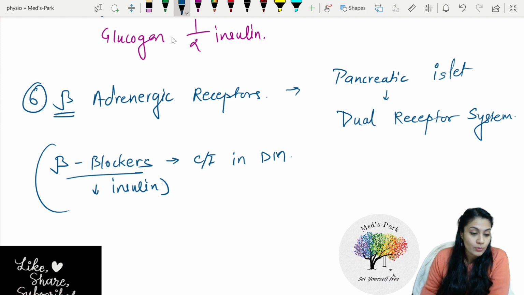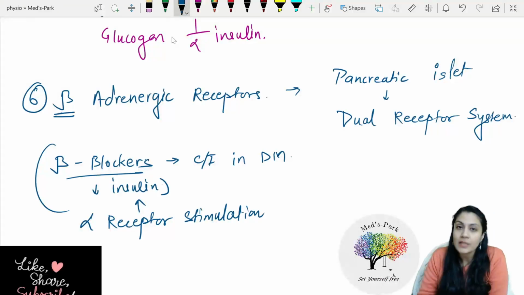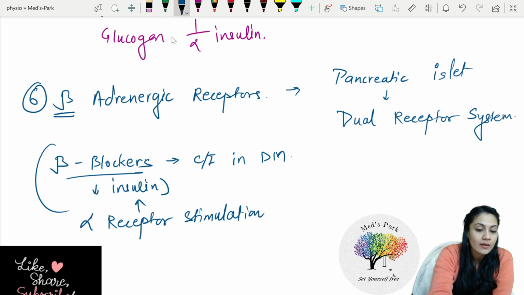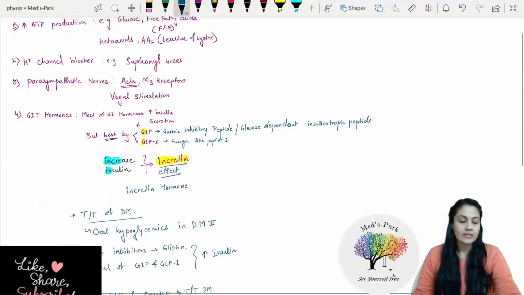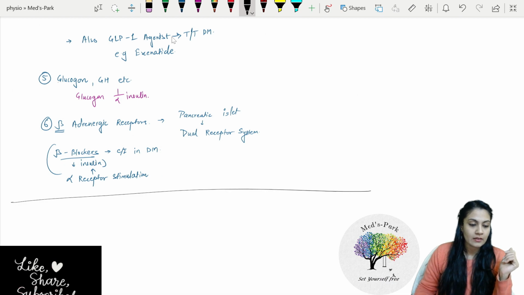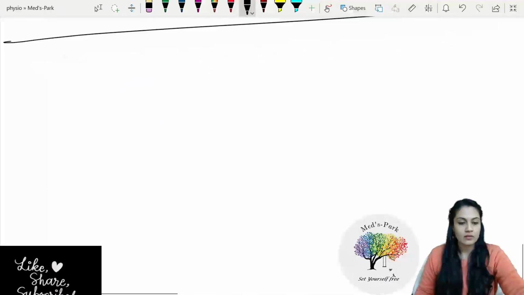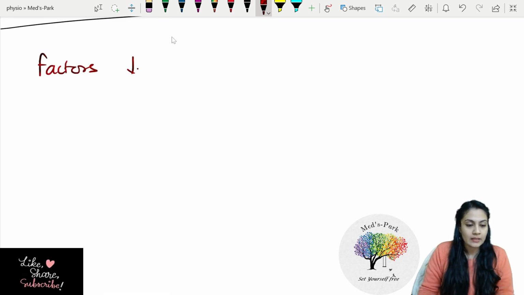And alpha adrenergic receptor stimulation is also going to decrease insulin. So we can give a beta agonist but not blockers in the diabetic condition. So these are the factors which increase insulin release. Now let's learn the factors which decrease insulin release.